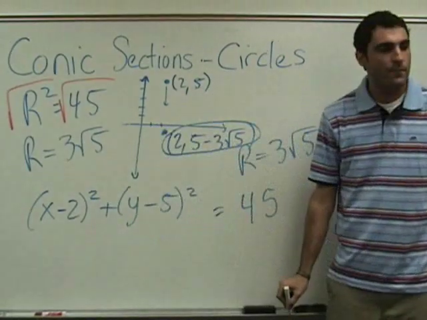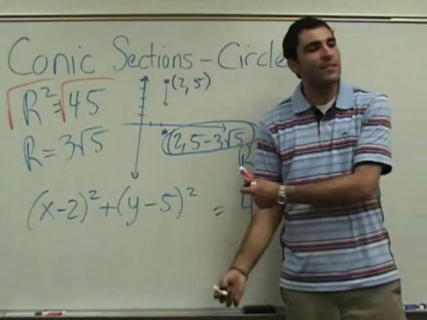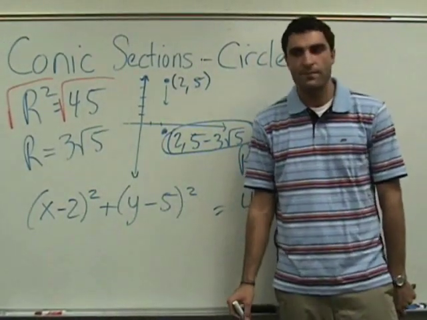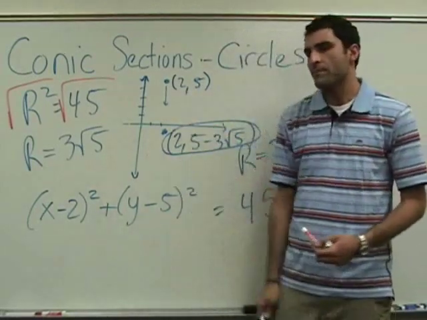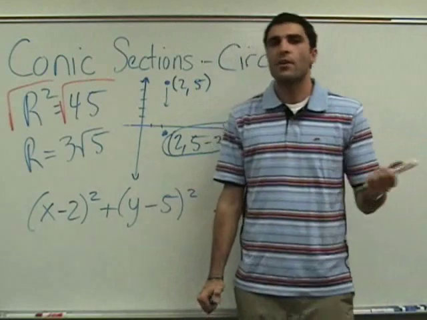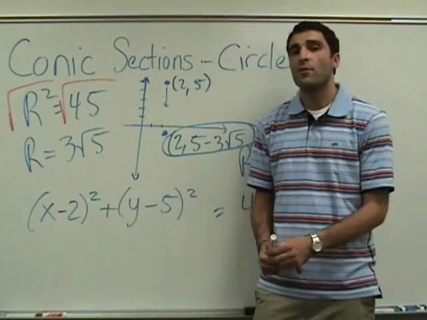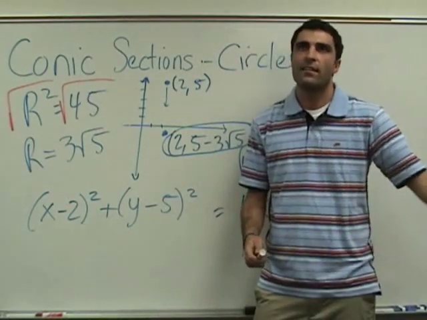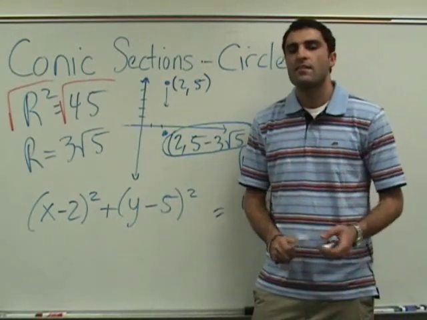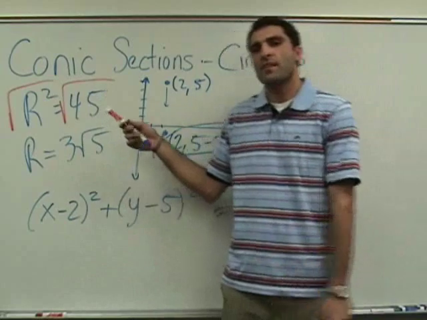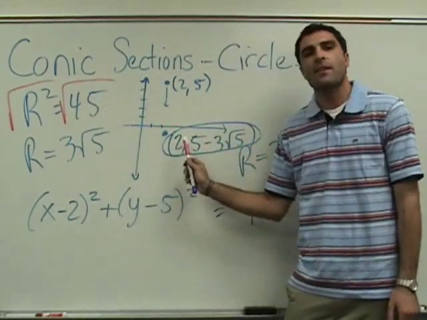How would you figure that point out? How do I know where to plot it? What is 3 root 5 in decimal form? Point something, whatever. So the square root of 45 is almost 7, because the square root of 49 is 7. So it's almost 7. So 6 point something, go down 6 point something and plot it.